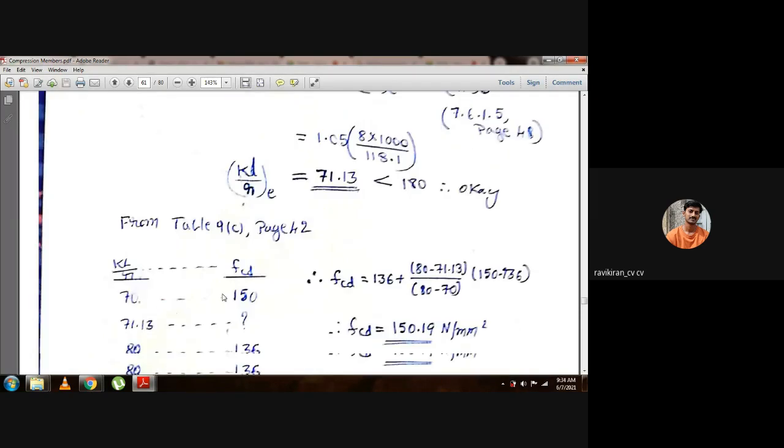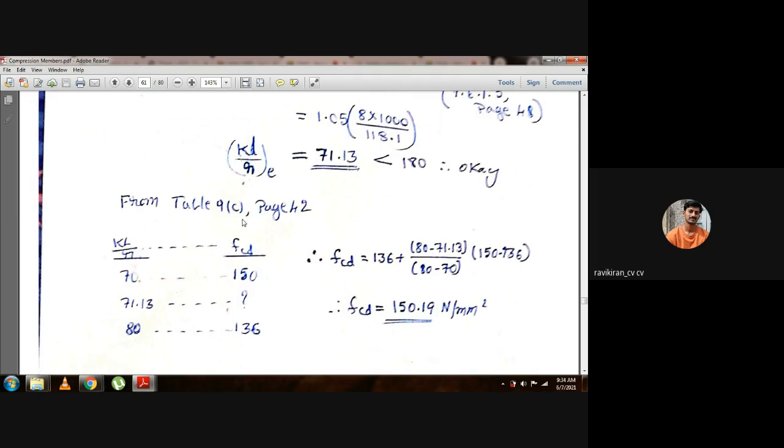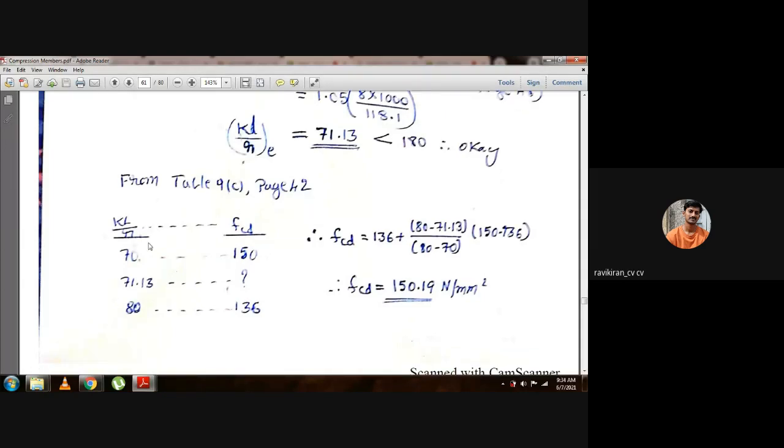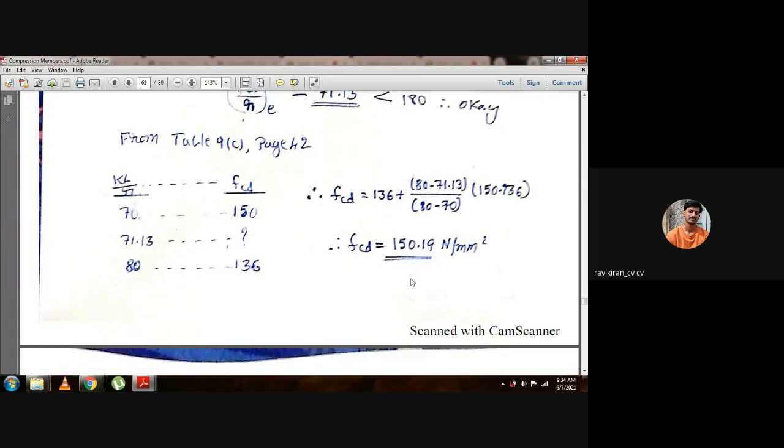Why are we going with Table 9C? Because the buckling class is C, as it is a built-up column. Buckling class will be C, so we need to go with Table 9C, which is available on page 42 of IS 800. So for KL by r of 70, the fcd value for yield strength 250 is 150, and for 80 it is 136. For 71.13, after interpolation, we get 150.19 Newton per mm square.